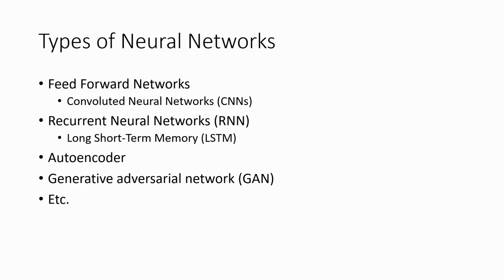So there are a lot of types of neural networks, and mostly I want to cover some of the more important ones, the ones that are more pivotal to how we use machine learning. They are deep neural networks, convolutional neural networks, CNNs, recurrent neural networks, LSTMs.